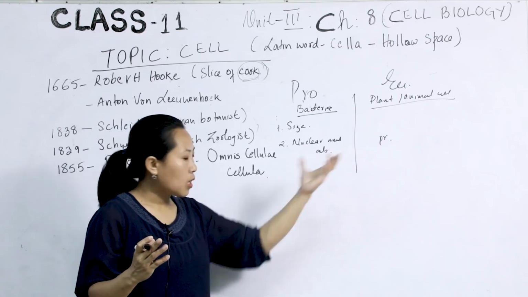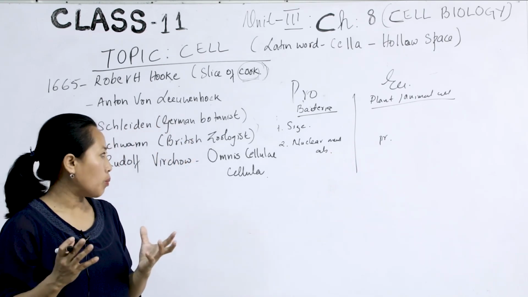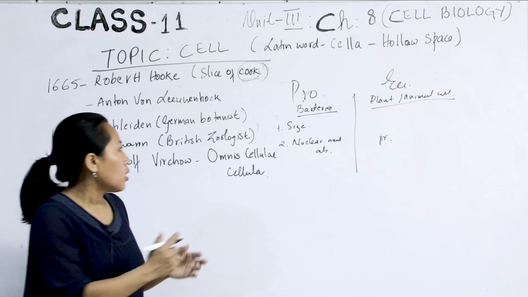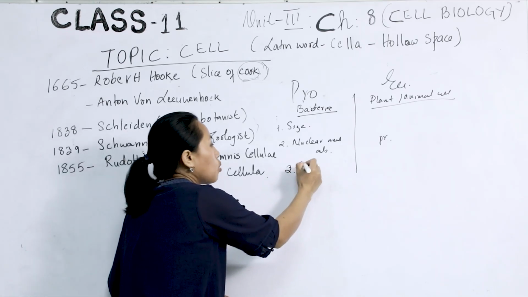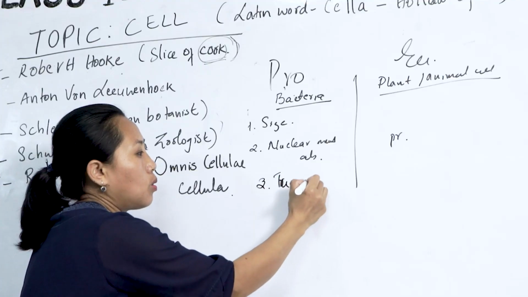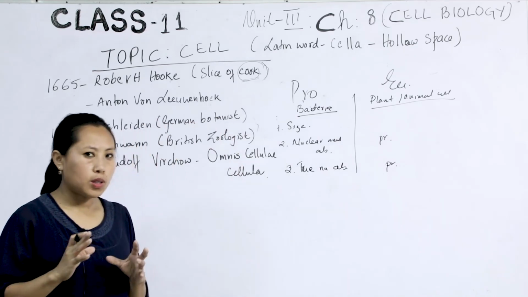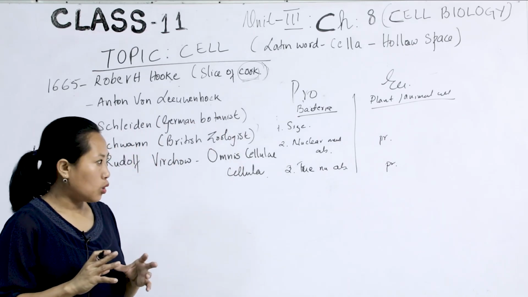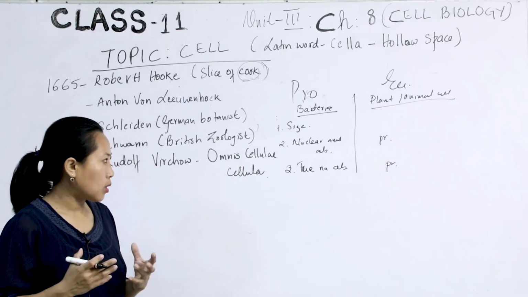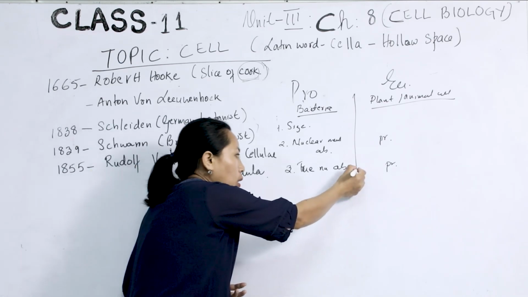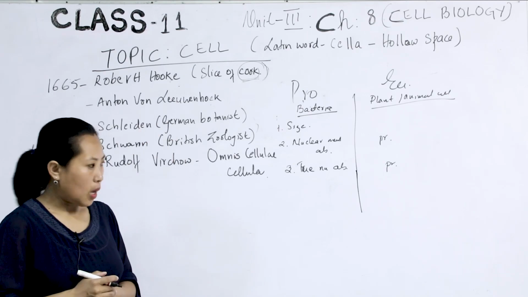While in eukaryotes, the nuclear membrane, a membrane which surrounds the genetic material, is present. As such, in case of prokaryotes, a true nucleus is absent, while in case of eukaryotes, due to the presence of the nuclear membrane, the genetic material is well protected by the nuclear membrane, and as such, a true nucleus is present, while in case of prokaryotes, it is absent.